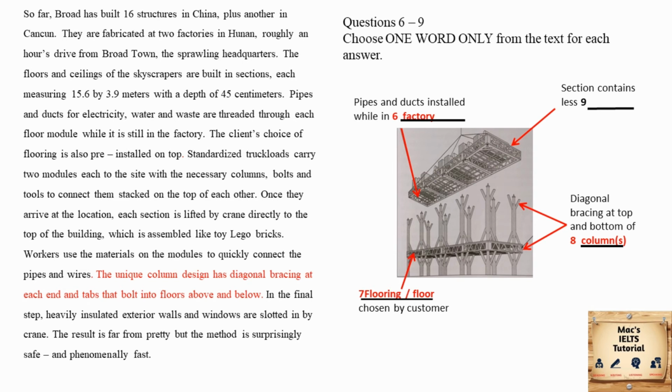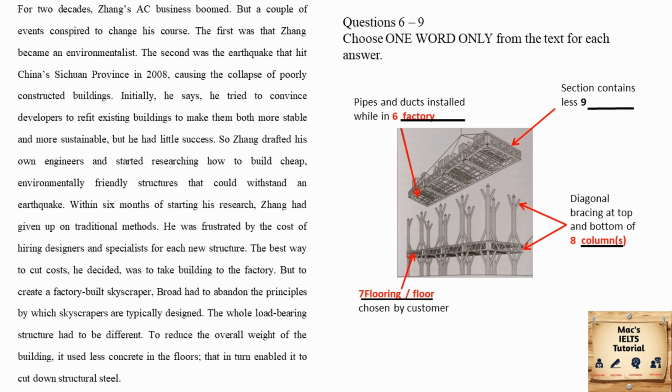The ninth question states that section contains less dash. But when we go through the same para, we are not able to match any keywords. But thinking logically, the answer should be something related to the characteristic of the construction. When we go through the reading passage, we can find that para D talks about weight of the building. The author states that to reduce the overall weight of the building, it used less concrete in the floors. That in turn enabled it to cut down structural steel. So the answer goes like this. Section contains less concrete.